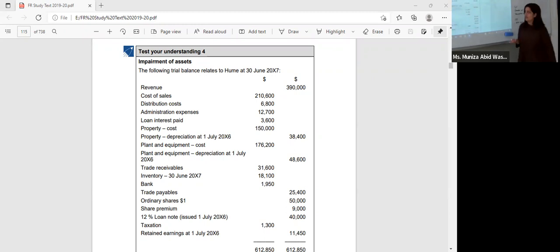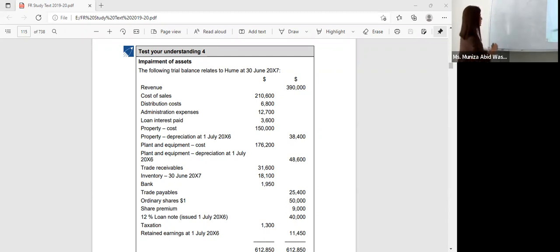Property depreciation at 1st July 2006 is already given. Students, over here we can start making our SOFP so that any item of the SOFP we can write here. So what is the format of SOFP? New statement of financial position as at 30th June 2007. So we can make 2 columns. First, we are going to start with non-current assets.